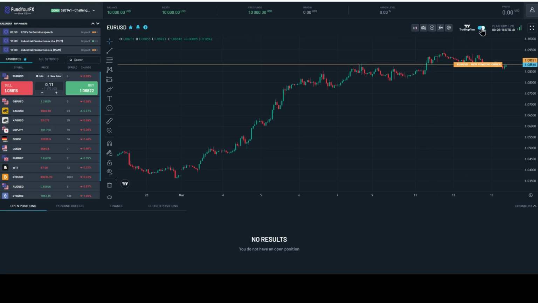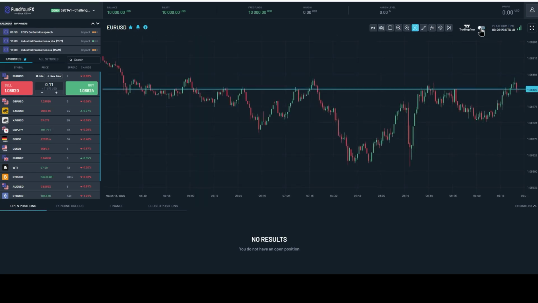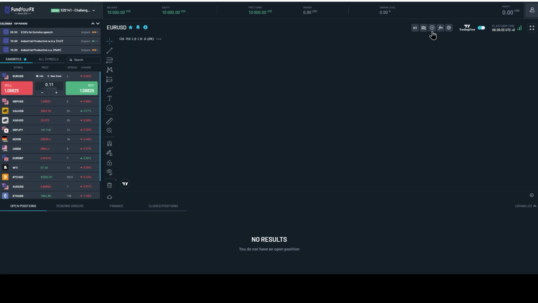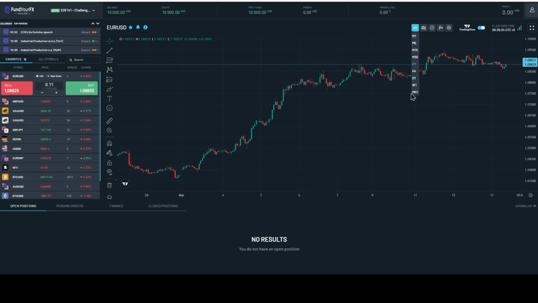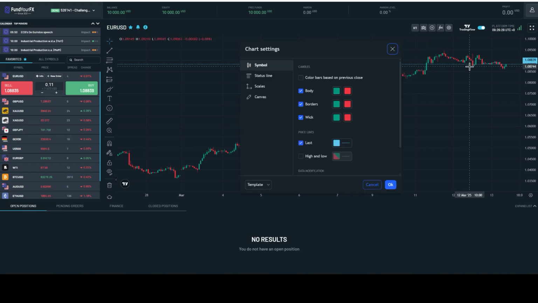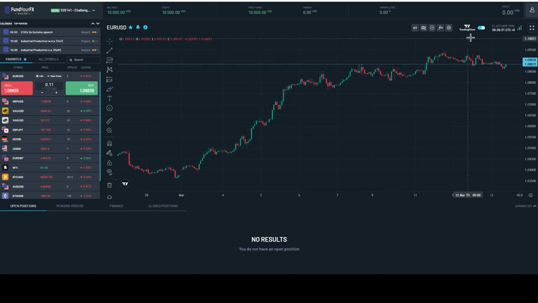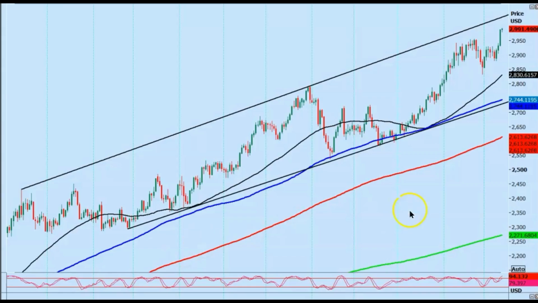You've got the TradingView platform if you want, clicking on this button, and all the features that you can have on that. So you can change the time frame for your chart, all the usual stuff that you'd expect to see on a charting platform. Okay, let's kick off with gold.